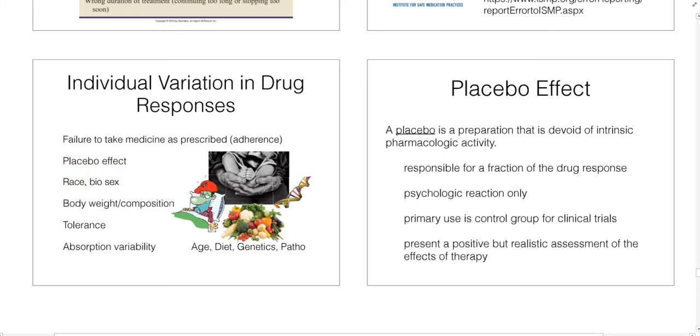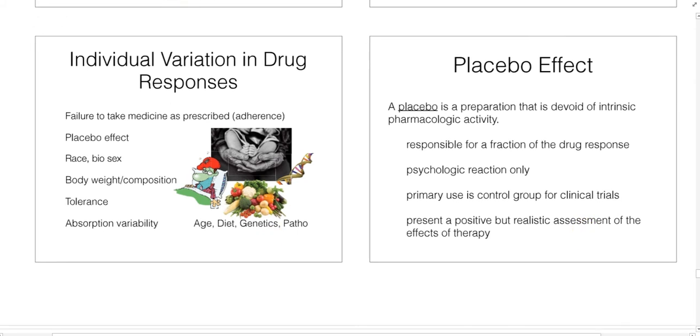They can have changes based on race or sex, body composition, and weight, having higher fat or lower fat proportions, their tolerance to, for example, opioids, and the absorption variability, how well they're able to break down and absorb those medications for causing an effect. Their age, diet, genetics, pathology. I think everyone's pretty familiar with a placebo effect.